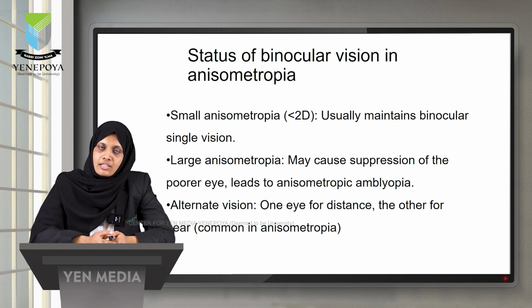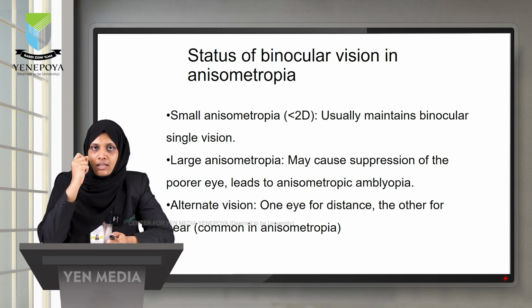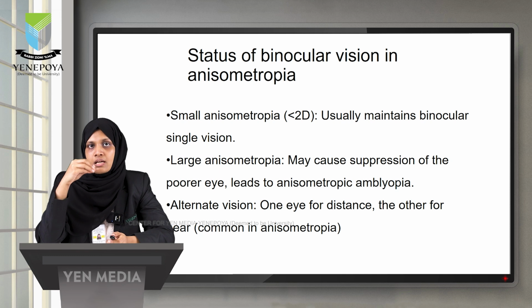A small degree of anisometropia is quite common. It does not cause any symptoms or problems. But with larger anisometropia, for example, if one eye has +1 diopter and the other eye has +5 diopter, then the +5 diopter eye is considered the poor eye. So it undergoes amblyopia as an anisometropic amblyopic eye. That is what happens in large anisometropic cases.